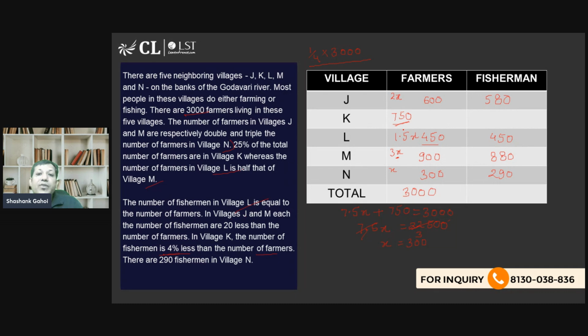Okay, so what is 1% of 750? I can say that is 7.5, right? So 1% is 7.5, so 2% is what? 15. So if 2% is 15, then 4% is going to be 30. So number of fishermen is going to be 30 less than 750, and I can say that is equal to 720.